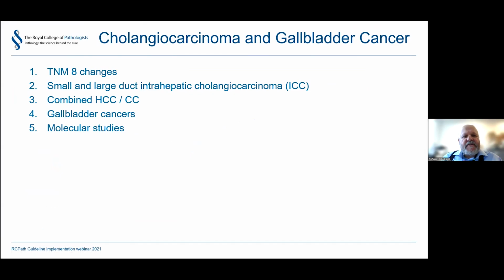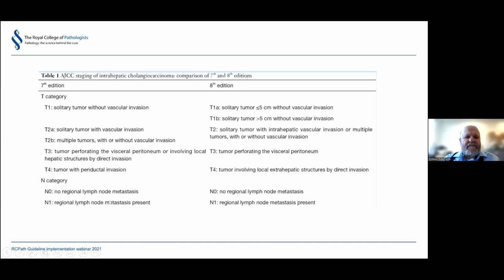Thanks very much. So similar sort of structure to Dina's presentation: TNM changes, a little bit about changes in histology, cholangio and combined tumors, and gallbladder cancer. Of course, the biliary tree has extrahepatic and intrahepatic components, as everyone knows very well, and there are differences in different sites, how we have to approach them. And I'll just say a little bit about molecular studies at the end.